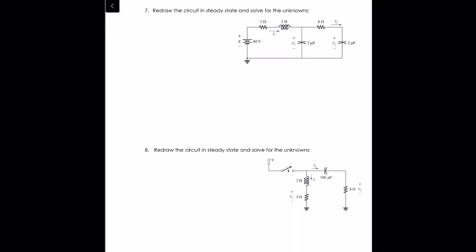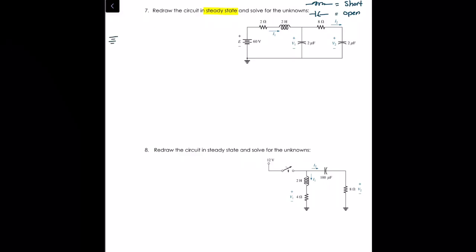Let's look at another problem. If you want to try this one yourself, go ahead and hit pause. Just remember, as you're redrawing your circuit, that in steady state conditions, your inductor equals a short, and your capacitor equals an open circuit. You've got both in this circuit. So go ahead and pause, try redrawing your circuit at least, and then hit play again and see if we get the same answer.